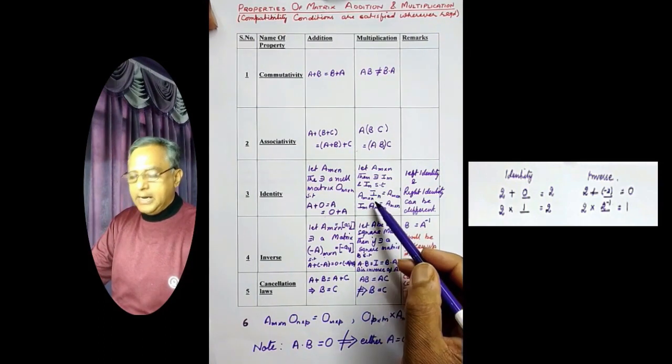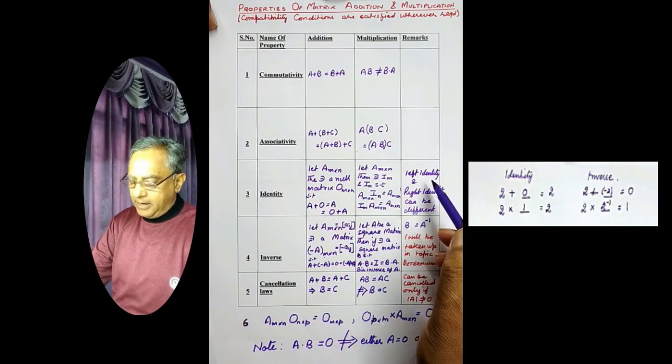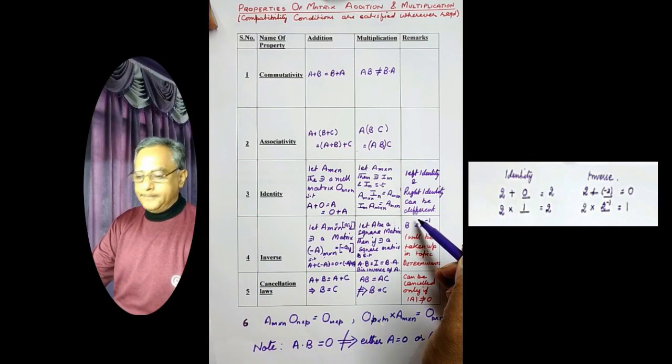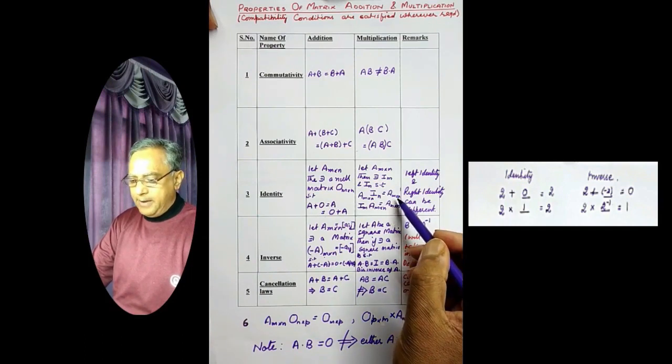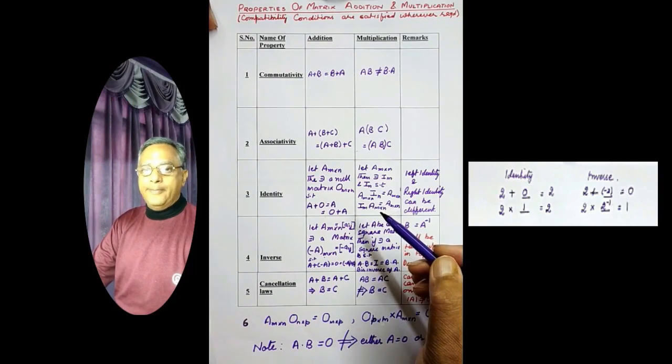So this is the identity. Left identity and right identity can be different. If A is a square matrix, then both of these identities will be the same.